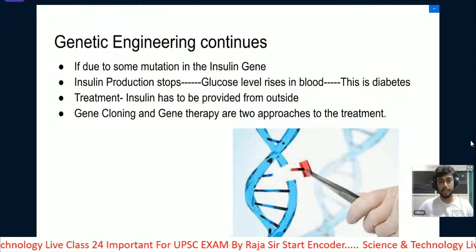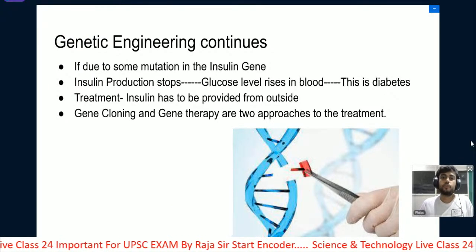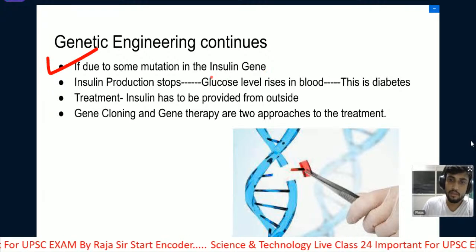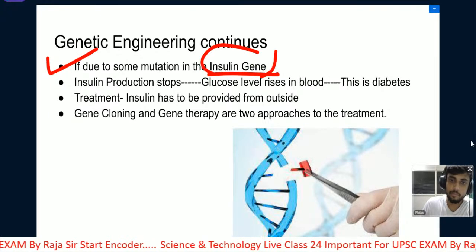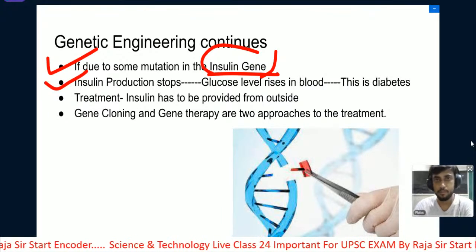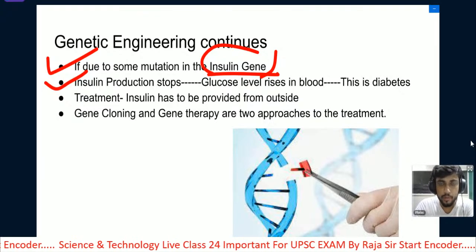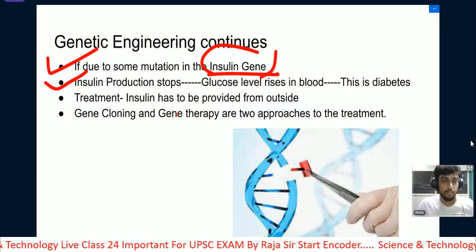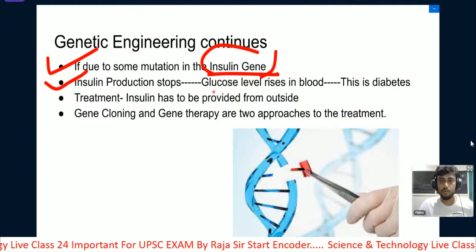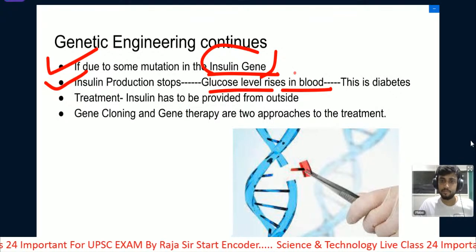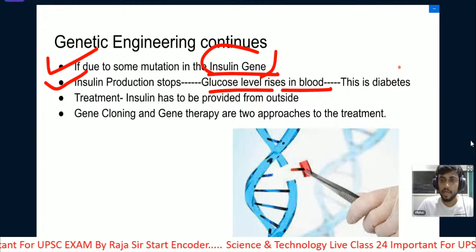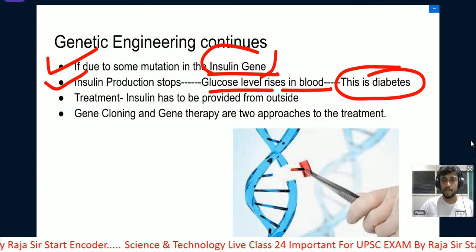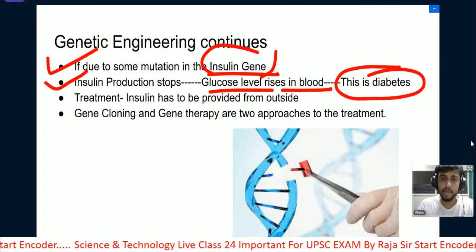Okay, now let us again take this example. If due to some mutation in the insulin gene the production of insulin stops, the glucose level will rise in the blood. Such a person is known as diabetic. If the glucose level rises in the blood, then that person is diabetic.